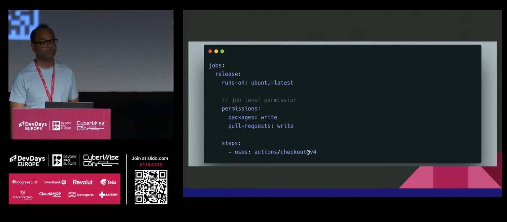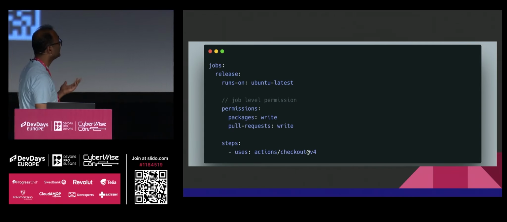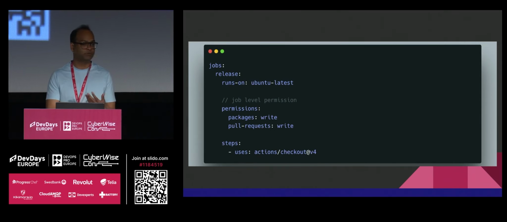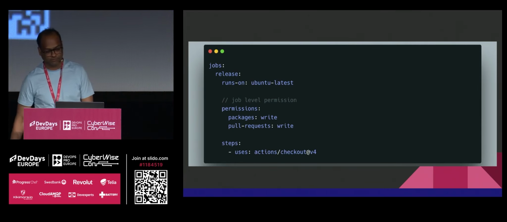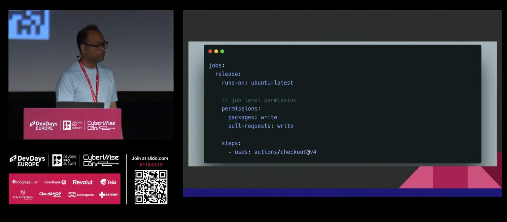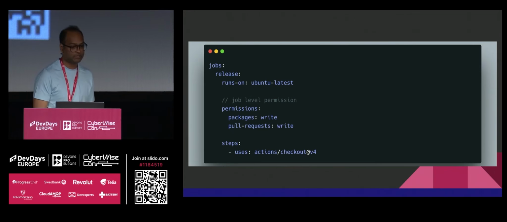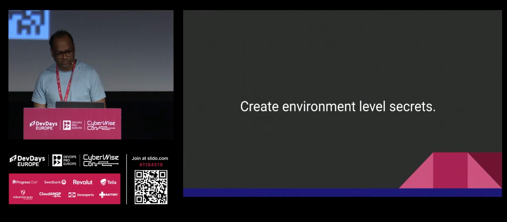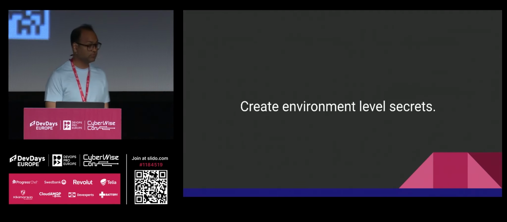For example, let's say you are publishing your packages on npm, so you may need packages write and pull request, right, because you will also push the commits, some version. So follow this principle, but again, this is hard to identify, what level of permission I should have. So I'll come to that point, how you can do that.